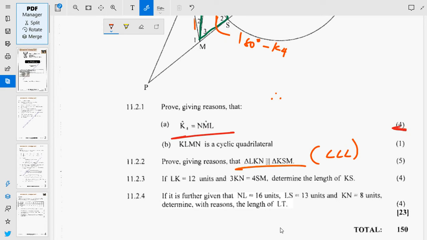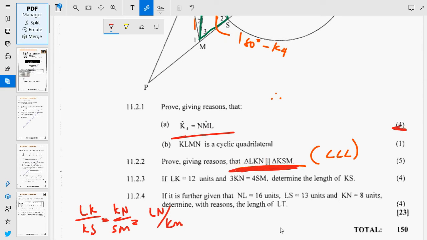Now they are telling you that LK is 12 units and 3KN is 4 times SM. Determine the length of KS. Now I've just proven similarity, so I might use the sides in the same proportion there. So I'm going to say, using this similarity I've proved, I can say that LK over KS is equal to KN over SM, and that is equal to LN over KN.